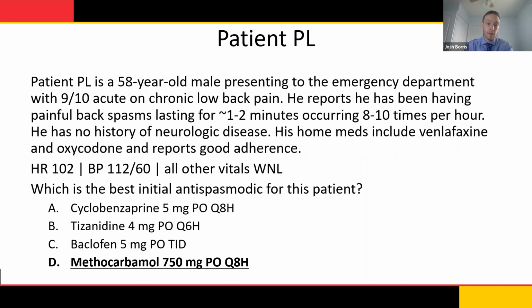So cyclobenzaprine, I wanted to specifically avoid because of that drug-drug interaction that we have with venlafaxine. Tizanidine, his blood pressure is 112/60, so thinking about the hypotensive effects that we can see with tizanidine might make his blood pressure a little too soft. So something we want to be aware of. And then baclofen, because this is more of a muscle spasm, so it's our antispasmodics that we want to use, not our antispastic agents, I wouldn't use baclofen here. So I agree that methocarbamol is the best option here. Again, just monitoring respiratory status with the oxycodone use.